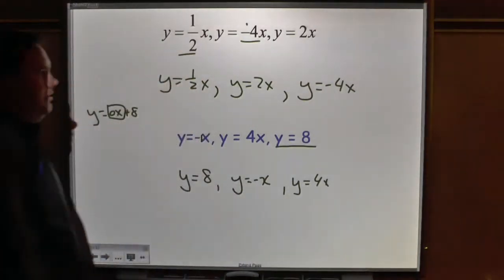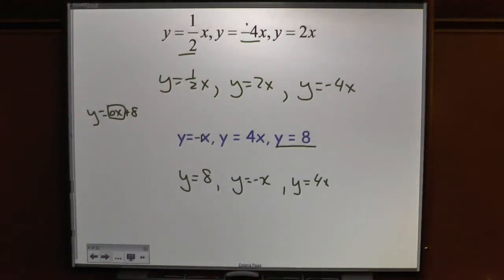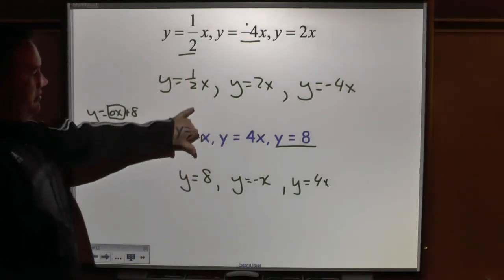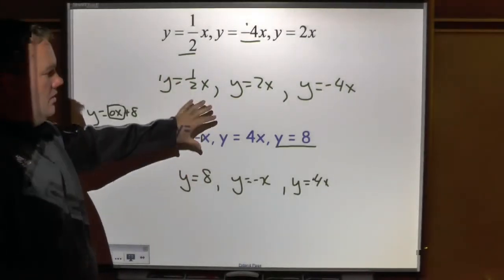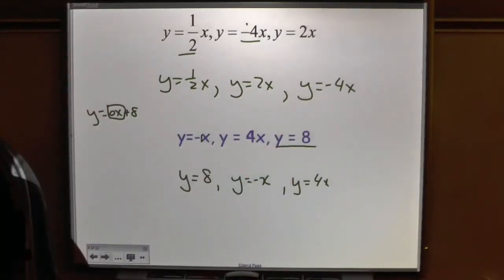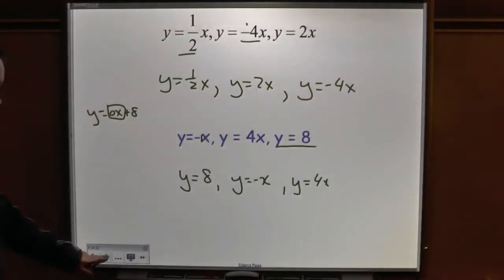Alright, so again, understanding flattest to steepest line. The closer that number gets to 0, the flatter the line. The larger the number, the steeper the line. That's talking about slope. Alright.